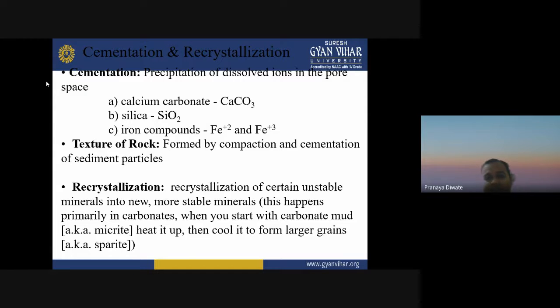Then we have the texture of rock, formed by the compaction and cementation of sediment particles. Then recrystallization of certain unstable minerals into new, more stable minerals. This happens primarily in carbonate. When you start with carbonate mud, heat it up, then cool it, it forms larger grains.